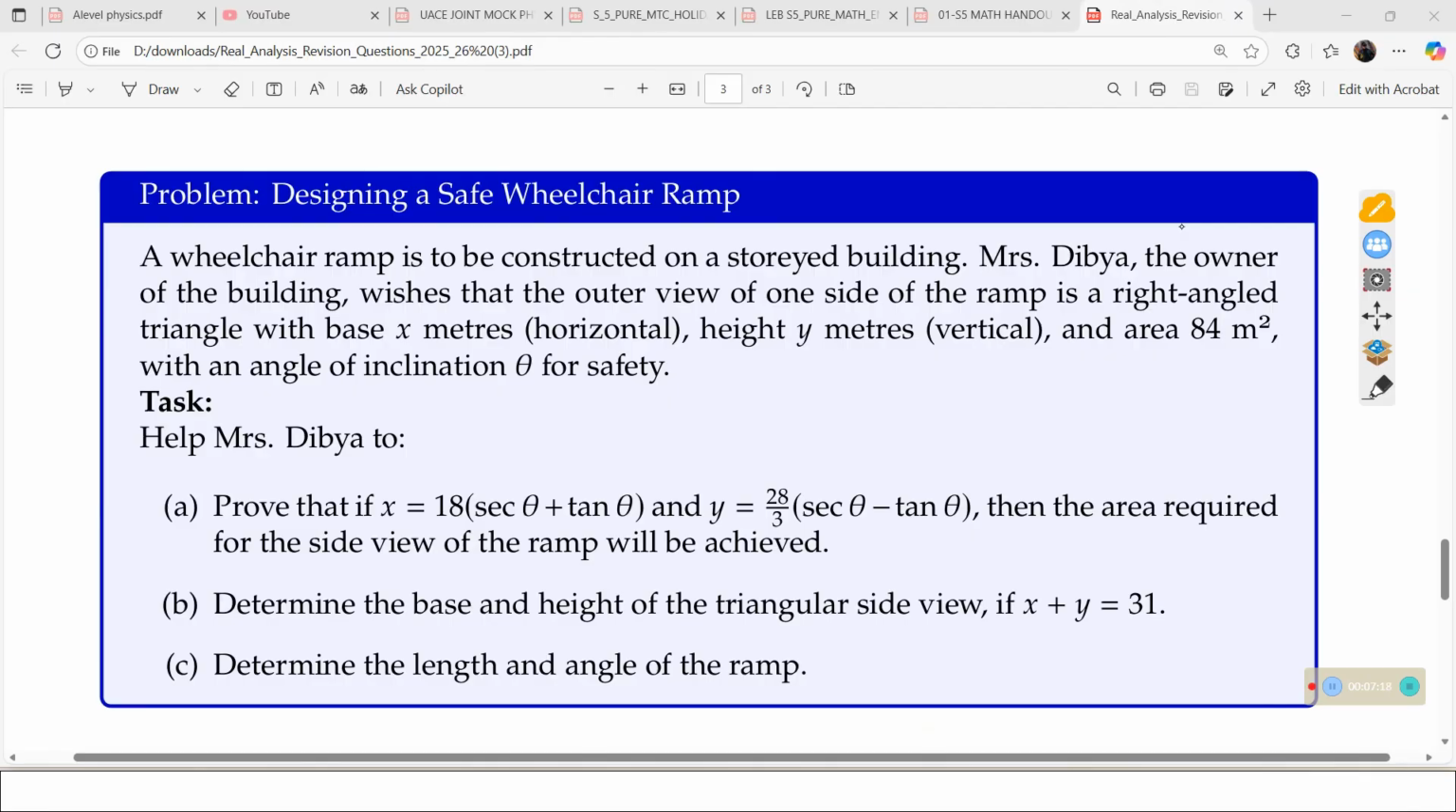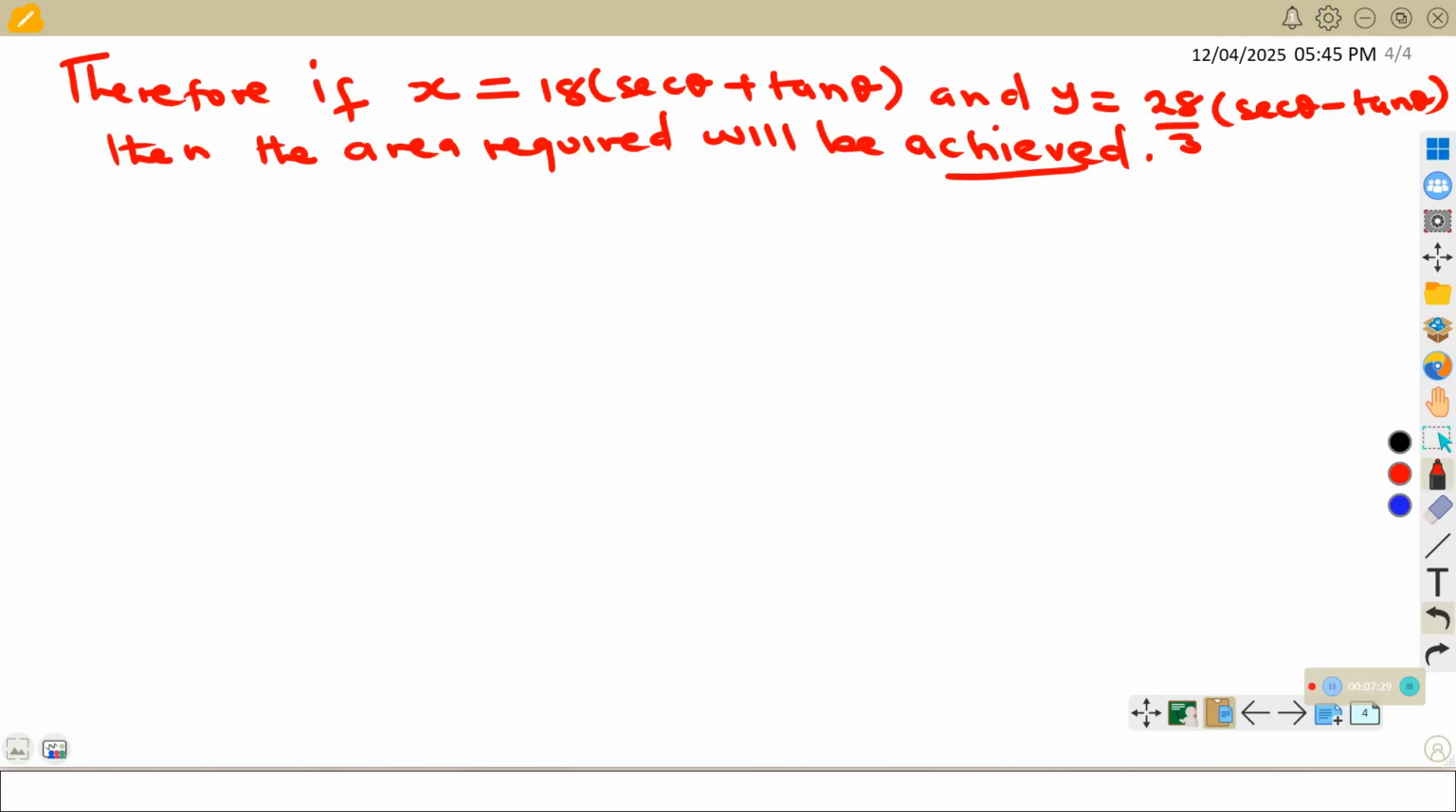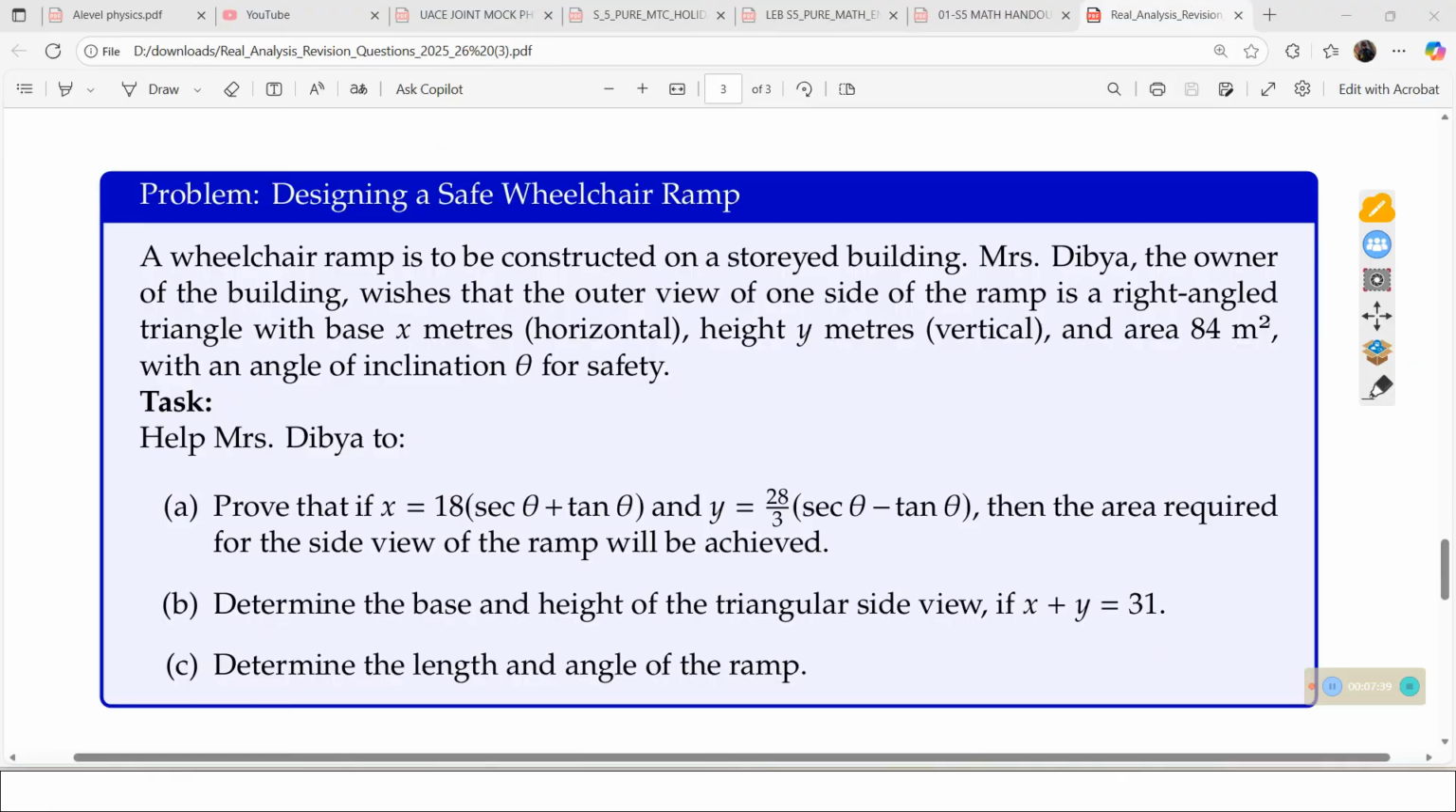So we need to prove that if x is equal to that and y is equal to that, then the area required for the side view will be achieved. So you have to give that conclusion. In our conclusion, we shall therefore say if x is equal to that and y is equal to that, then the area required will be achieved. And for that case, part A will be answered.